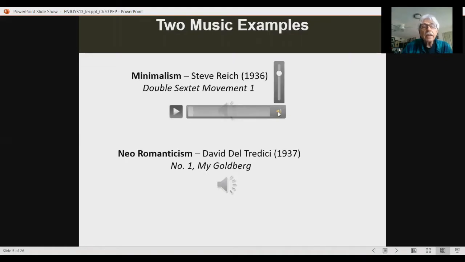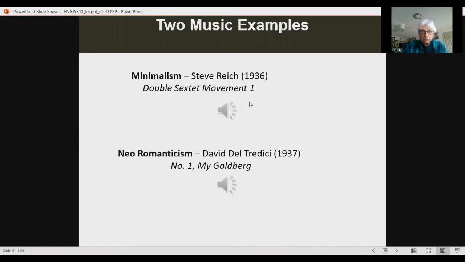Steve Reich made his whole career writing minimalist music. And of course, it evolved somewhat, but that's an example of minimalism. Now, here's an example of neo-romanticism, and this is by David Del Tredici, born in 1937. And the piece is called Number 1, My Goldberg. So you get a taste of what neo-romanticism is.